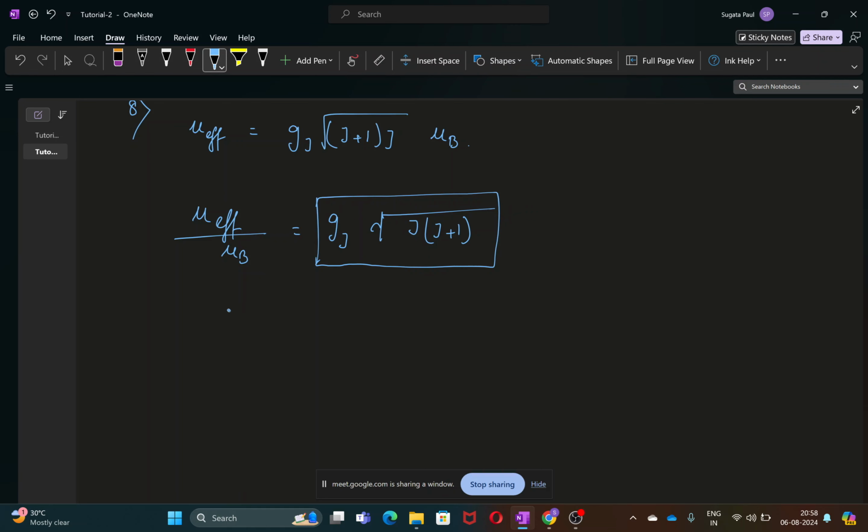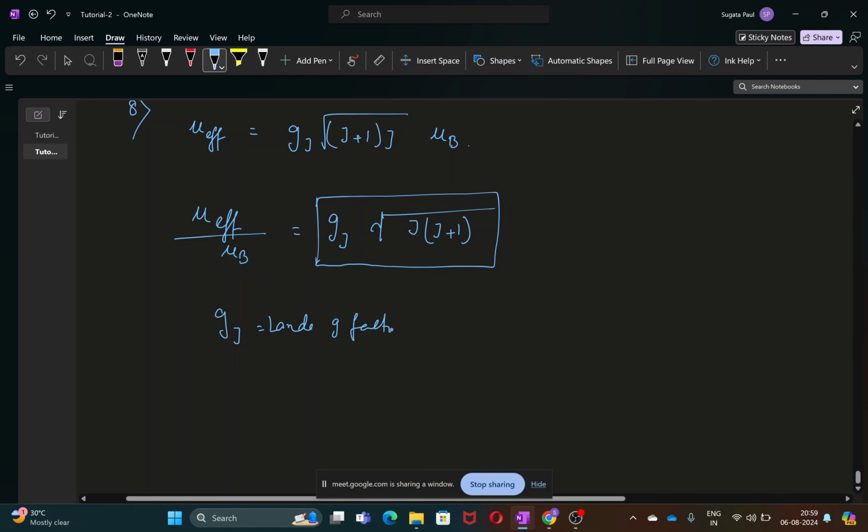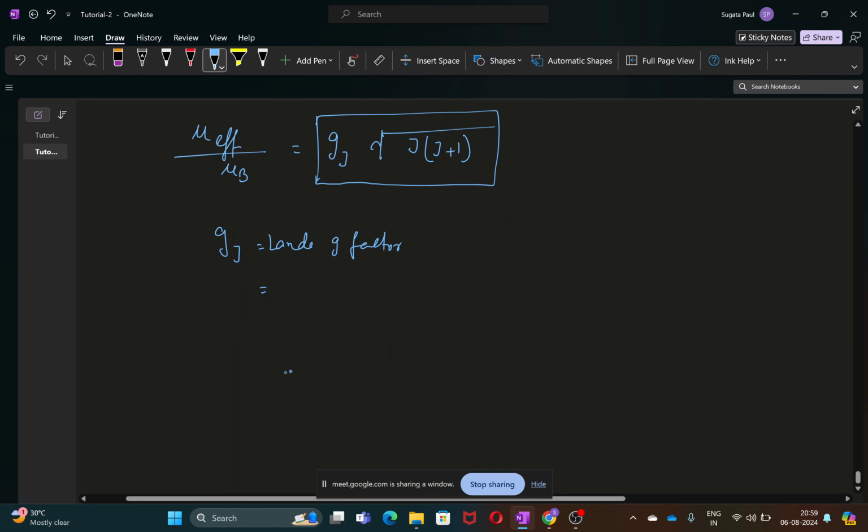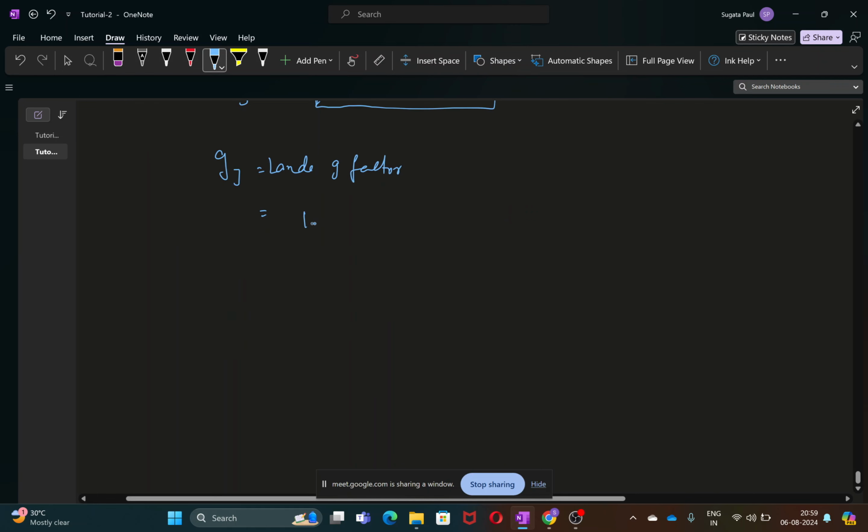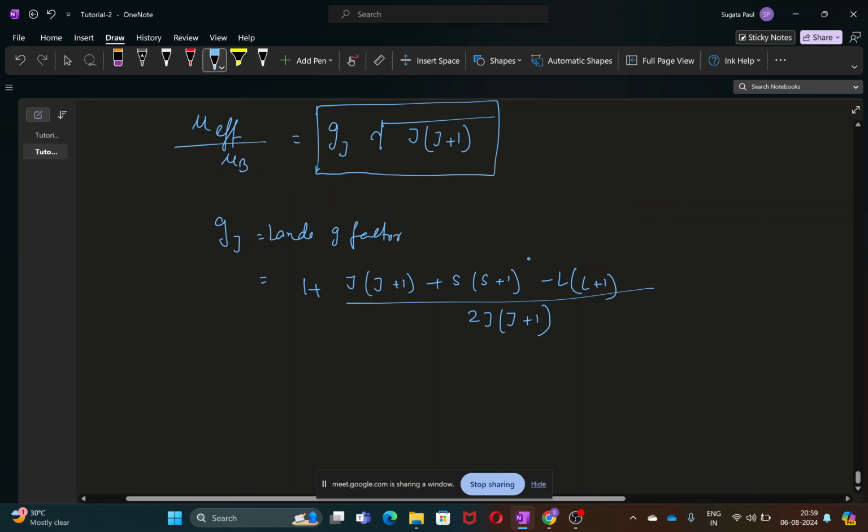And this Landé G factor also has a formula, so we will use that. The Landé G factor's formula is Gj equal to 1 plus [J into J plus 1 plus S into S plus 1 minus L into L plus 1] divided by 2J into J plus 1. So your Gj value can be calculated if you know the separate values of J, L and S.